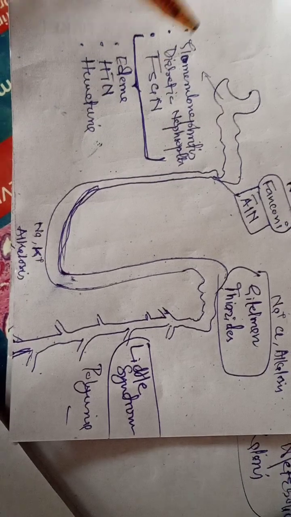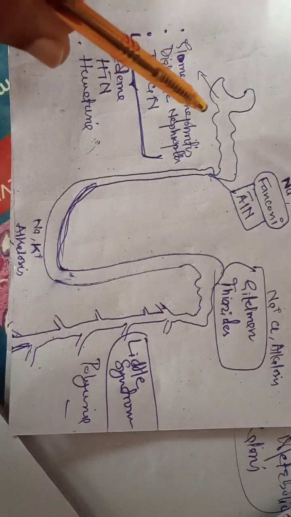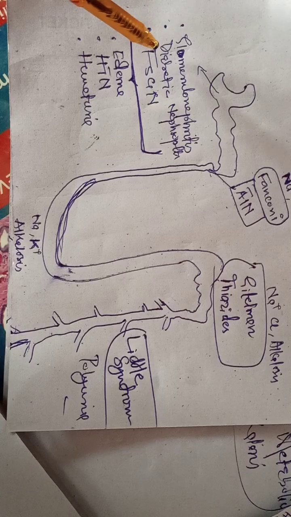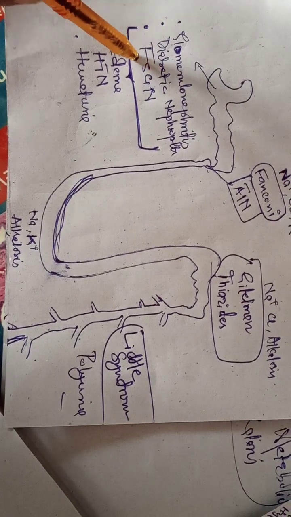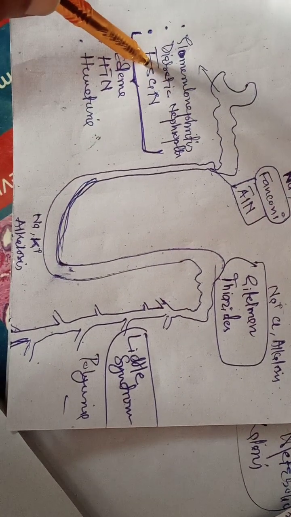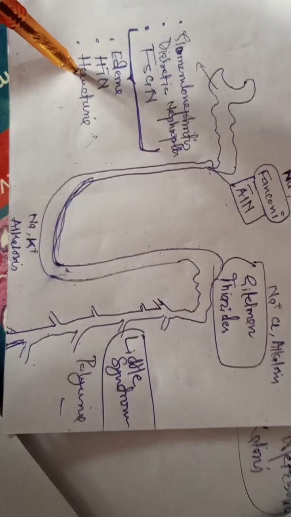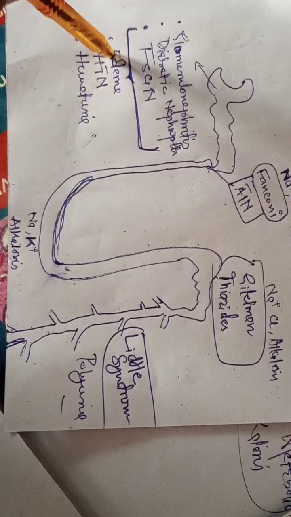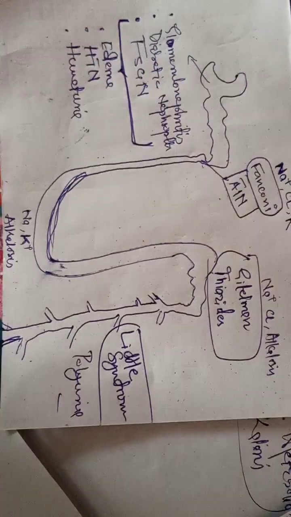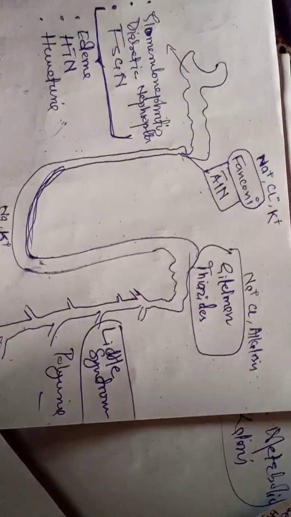Okay, so here from this one we can look at glomerular pathologies: glomerular nephritis, diabetic nephropathy, and focal segmental glomerular nephropathy. It results in edema, hypertension, and hematuria. So hematuria occurs in the nephritic syndrome, and edema and hypertension most commonly occur in proteinuria and the nephrotic syndrome.